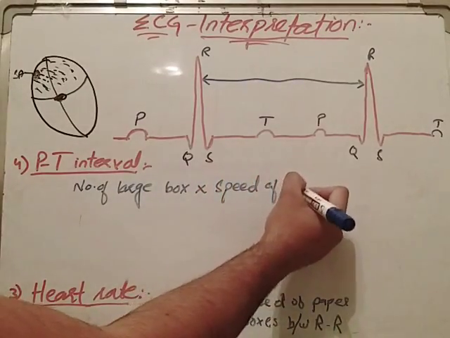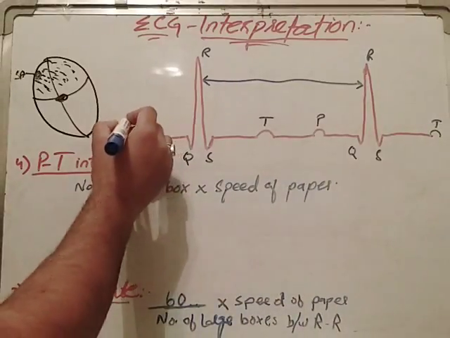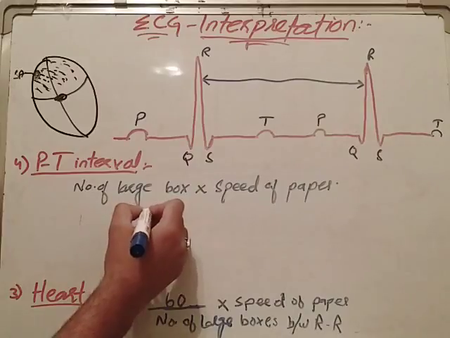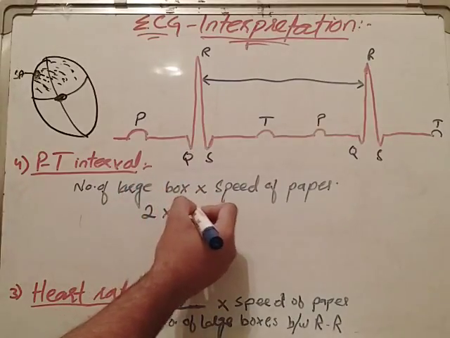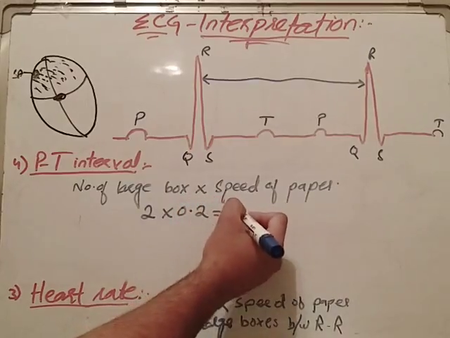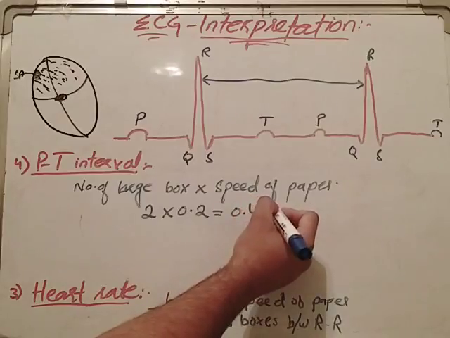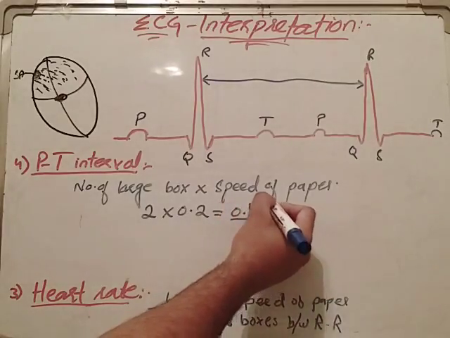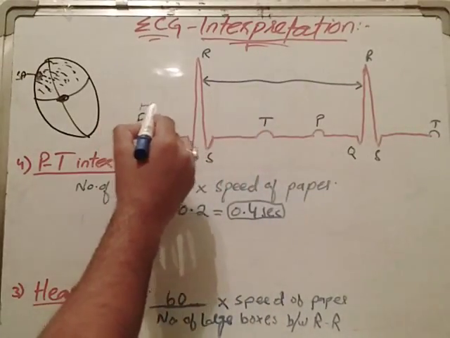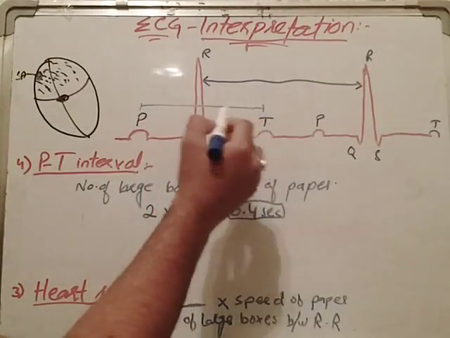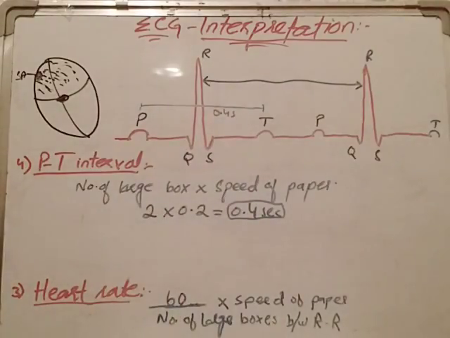For example, if the number of large boxes between P and T is 2, and the speed of paper is 0.2, then the answer will be 0.4 seconds. So we can say that the PT interval is 0.4 second. From here to here, the PT interval is 0.4 seconds. So this is the PT interval.